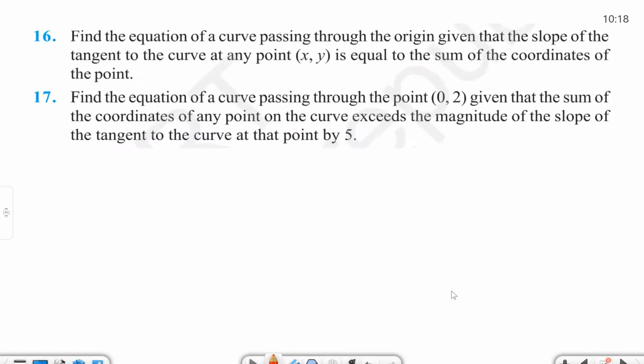Next, look, two problems are given, there is no word problem, see what they say. Number 16: find the equation of a curve passing through the origin given that the slope of the tangent to the curve at any point xy. So at any point xy of a curve, the slope of the tangent means dy dx. By the question, this will come: dy dx is equal to the sum of the coordinates of the point. So this is equal to the sum of the coordinates, that is x plus y.